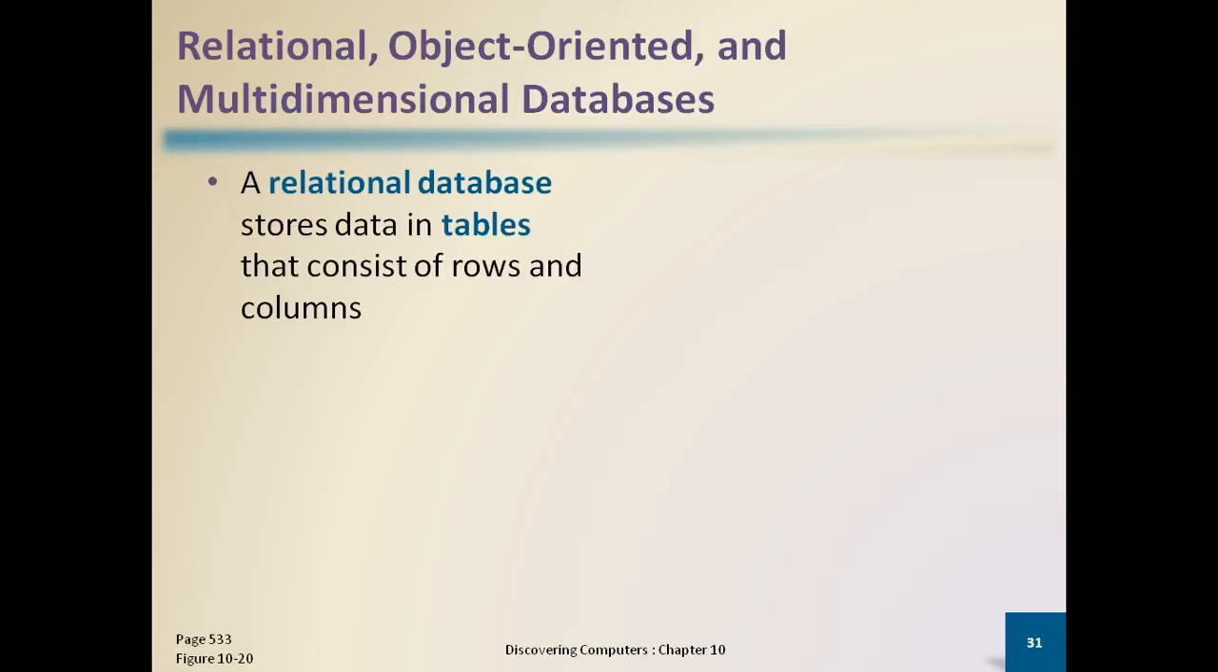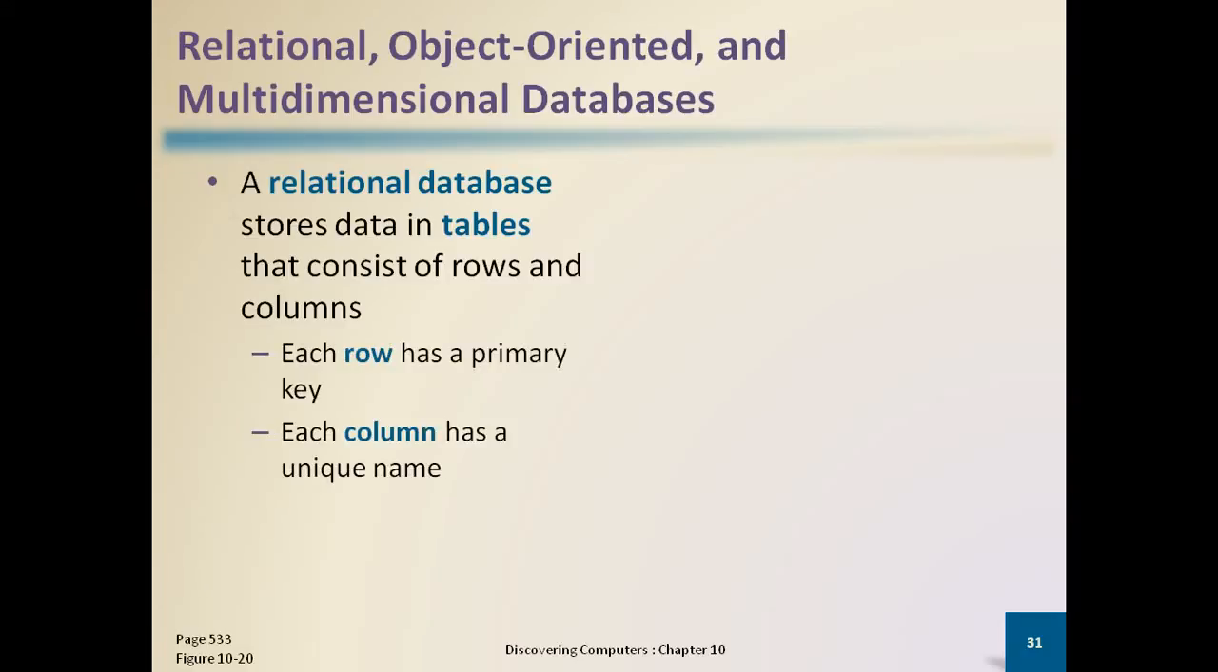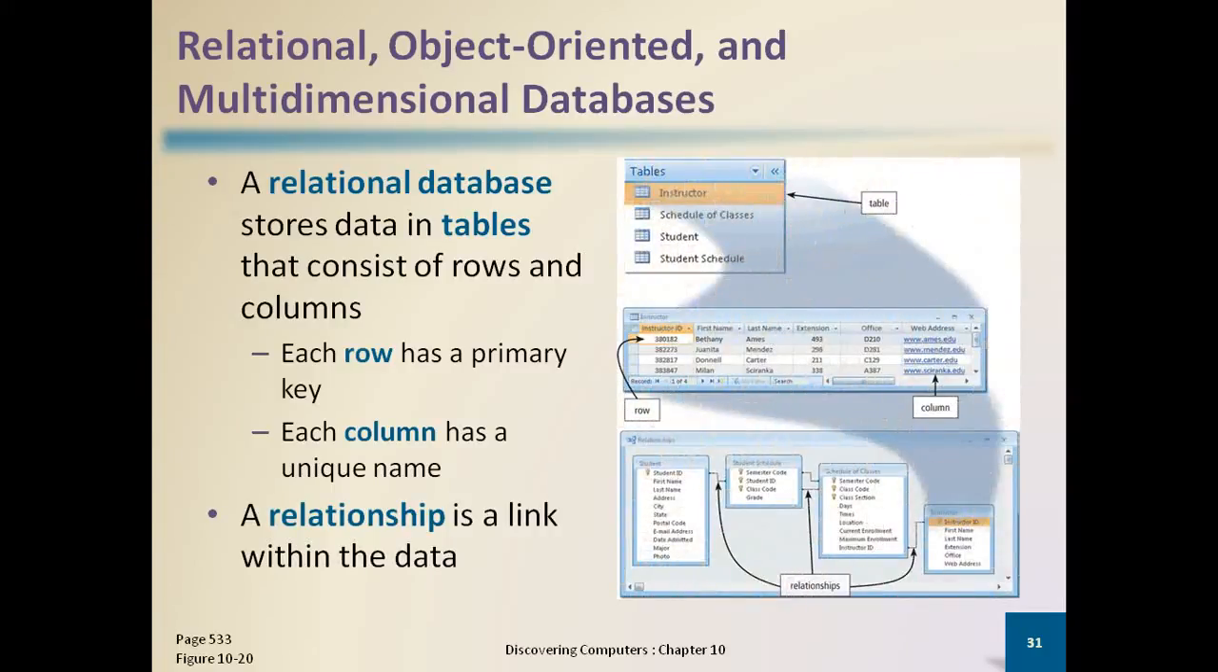A relational database stores data in tables that consist of rows and columns. Each row has a primary key, and each column has a unique name. A relationship is a link within the data. Ini contohnya, tabel ini instruktur. Ini datanya ya, yang dibilang row. Dan ini yang tanda panah ini kita bisa bilang kolomnya. Dan ini bisa dibilang relationnya karena kita bisa berhubungan.